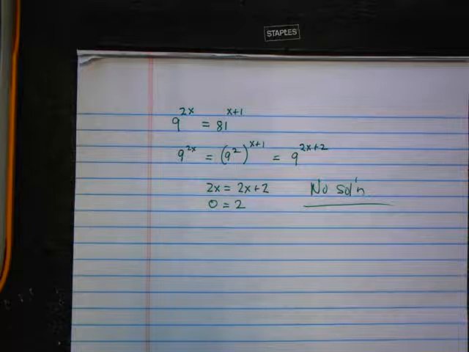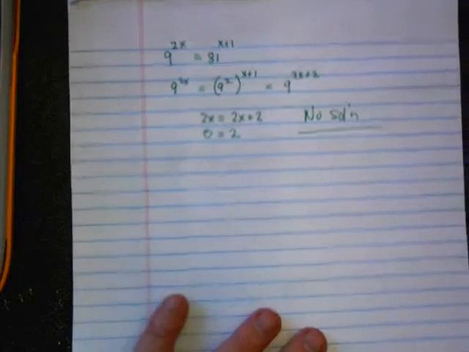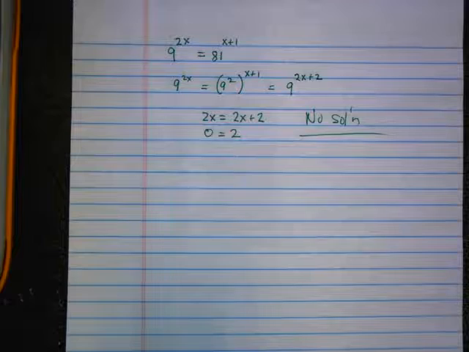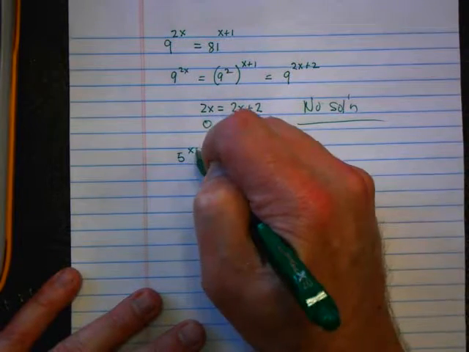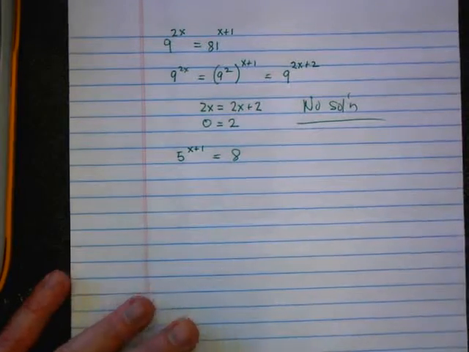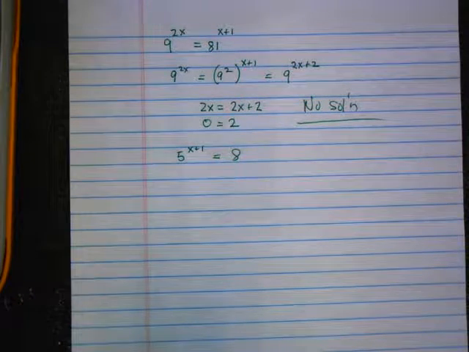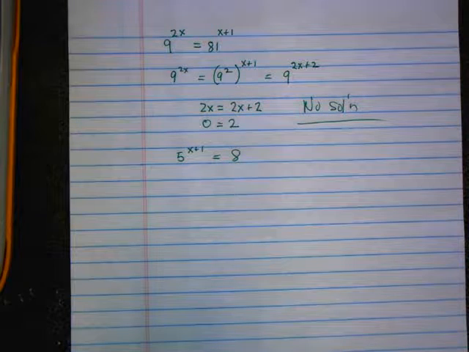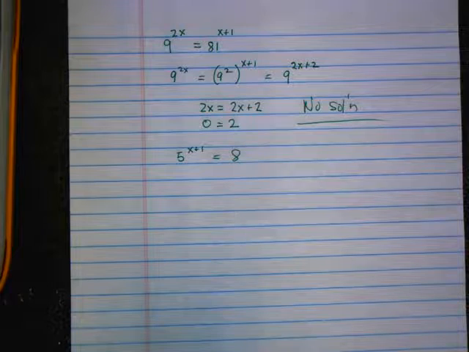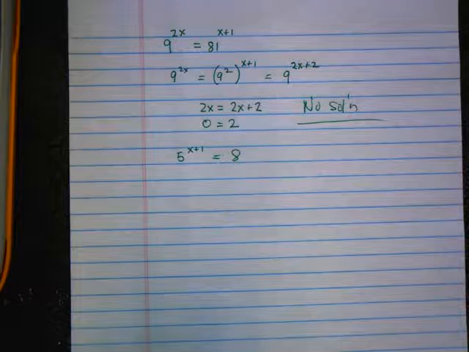Now, most of the problems we're going to deal with in this section, the bases will not be the same. I might give you something like 5 to the x plus 1 equals 8. Is there any way you can turn an 8 into something with a base 5? Yes, you can, but not using nice numbers. You'd have to use some sort of ugly, irrational number.